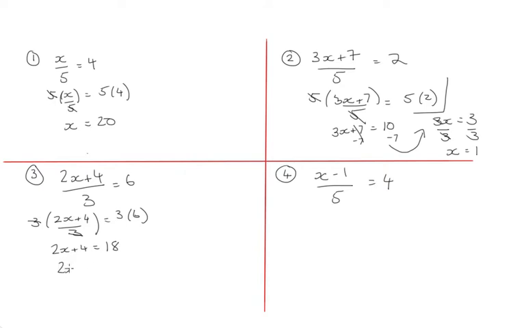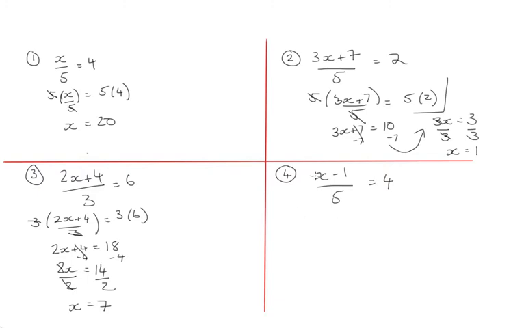So 2x, and then we want to get rid of this 4, so I'm going to minus 4 from both sides. They cancel, so you're left with 2x is equal to 18 minus 4, which is 14. Now I want to get rid of this 2, so I have to divide both sides by 2. And x is equal to 14 divided by 2, which is 7.